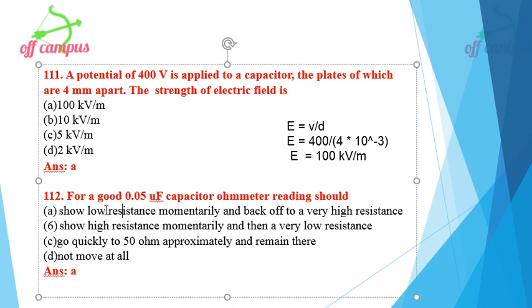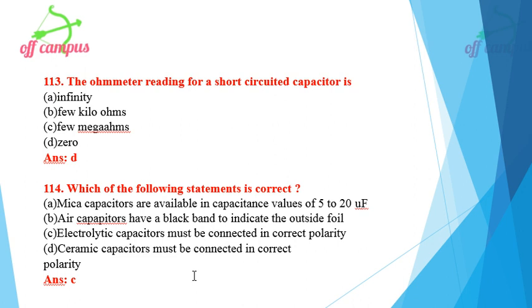Then 112, for a good 0.05 microfarad capacitor, what should the ohmmeter reading be? Option A, show low resistance momentarily and back off to a very high resistance. The ohmmeter reading should show low resistance momentarily and back off to a very high resistance. Option A is the right option. Then move on to the next one.